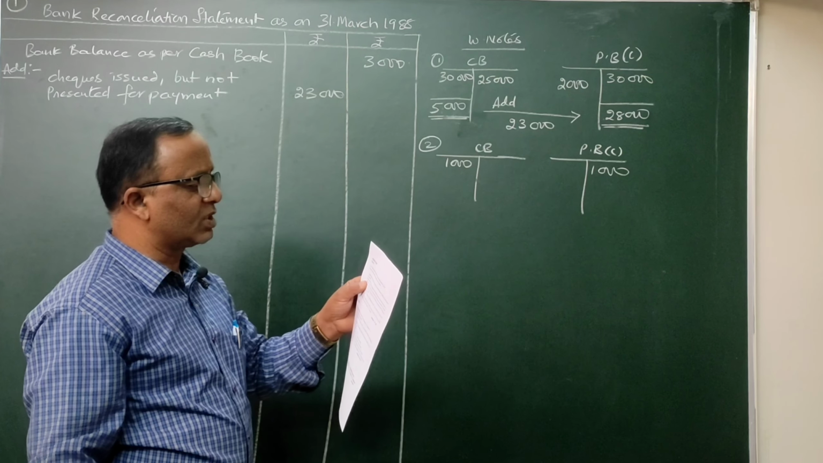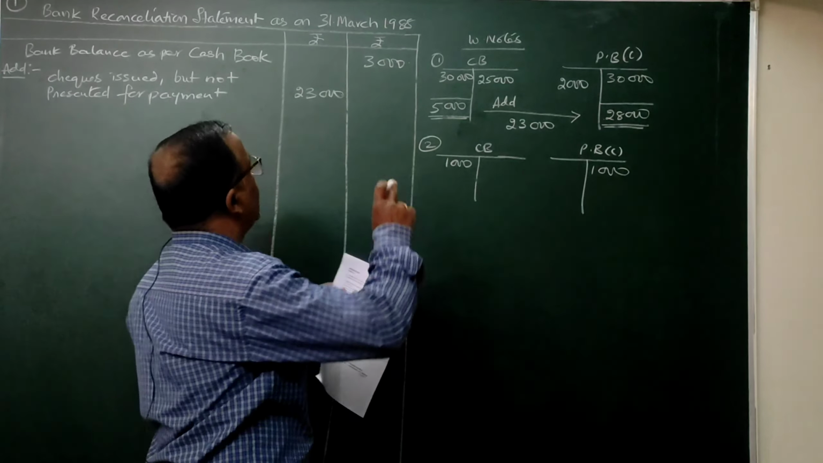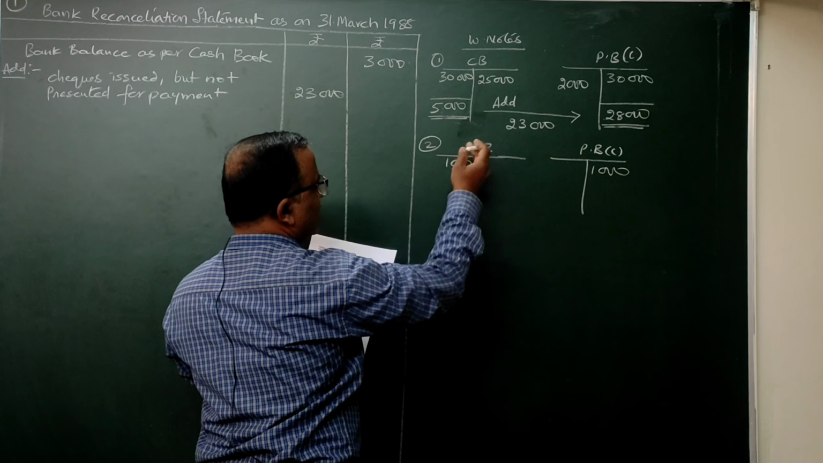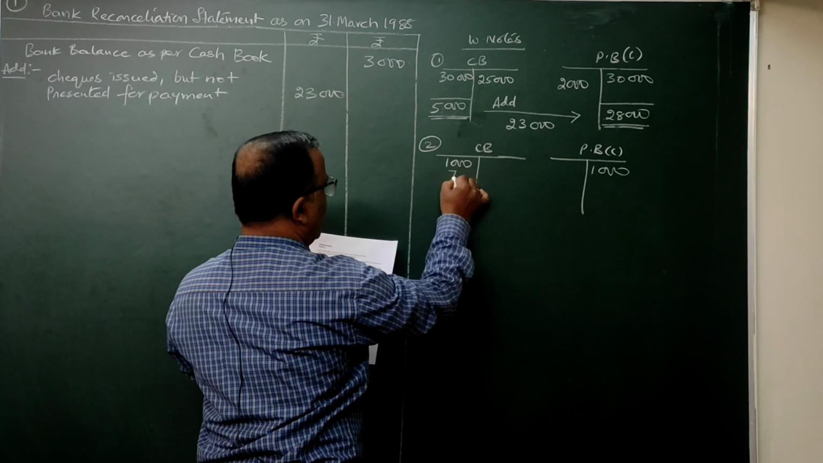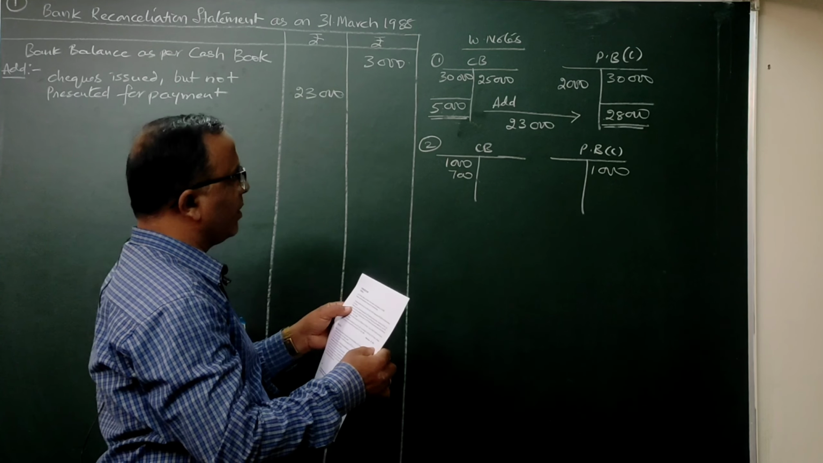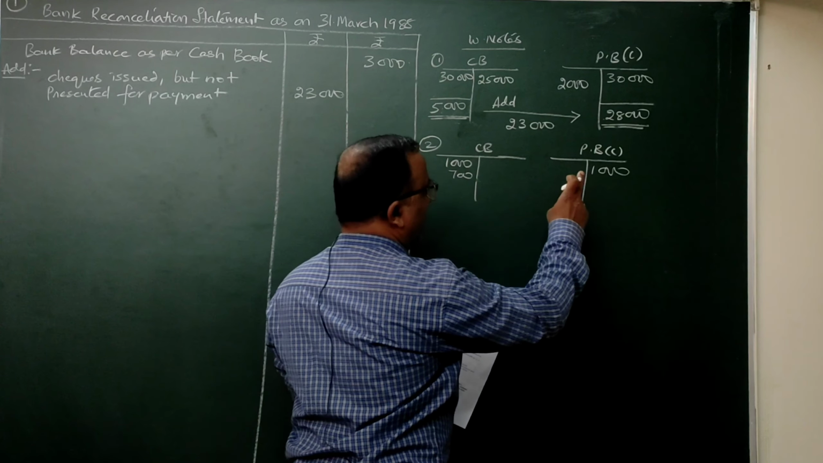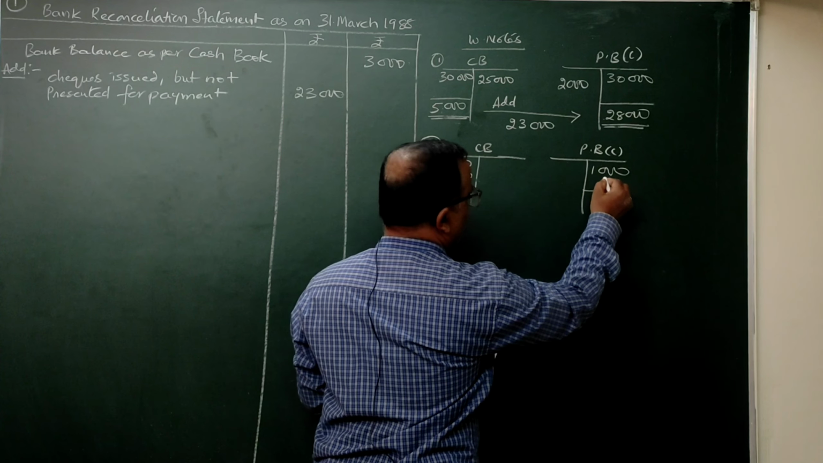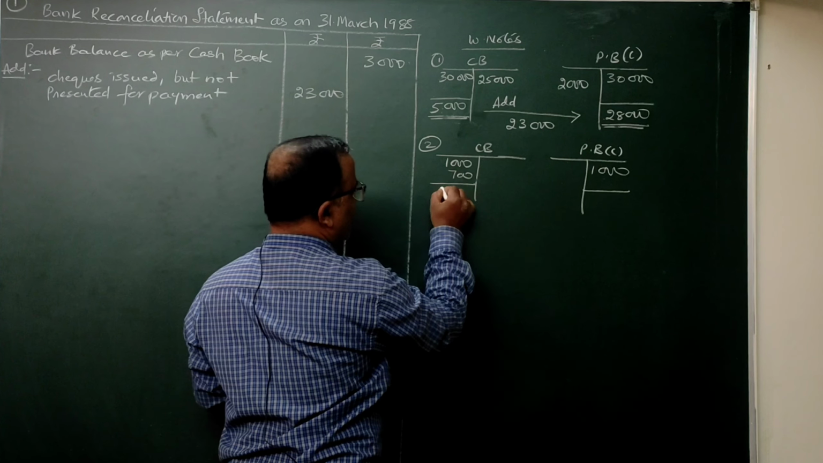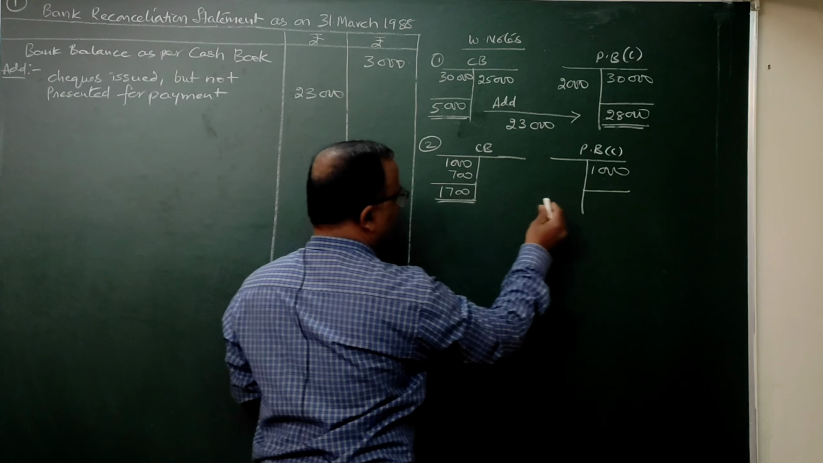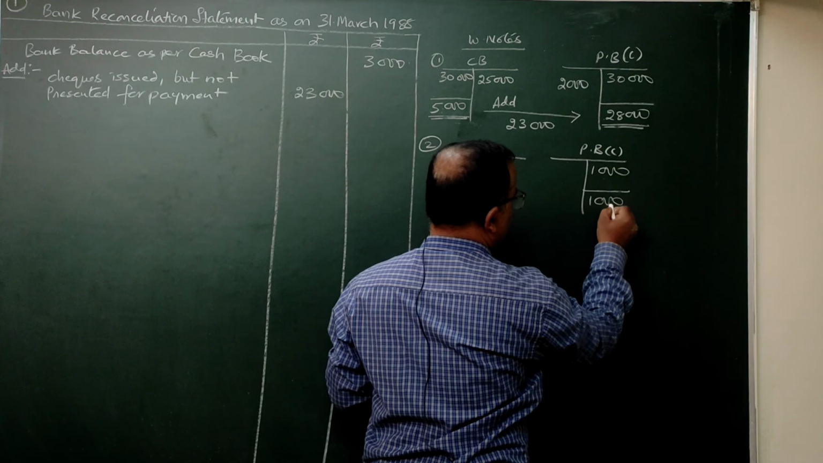See what he says, checks worth 700 were deposited on 28th March. Before this date, when they are deposited, you will be depositing it as such in the cash book, you will be debiting it here, 700. Okay, but had not been credited by the bank. That means these 700 are not credited in the bank. Okay, when they are not credited, the passbook will be like this only, whereas the cash book will be showing how much? 1000 plus 700, 1700, whereas the passbook will be showing only 1000.